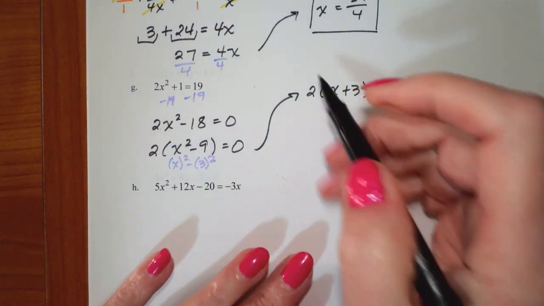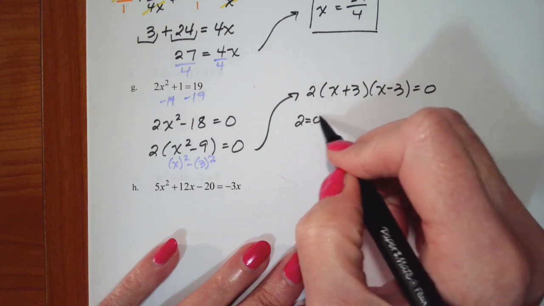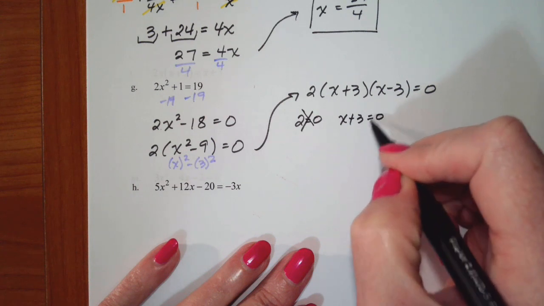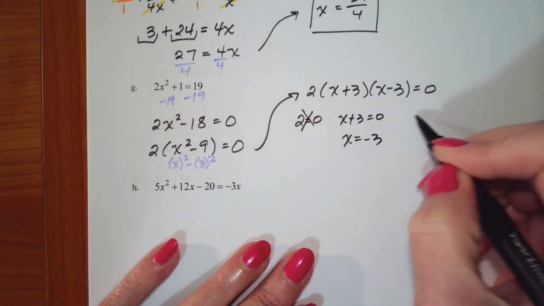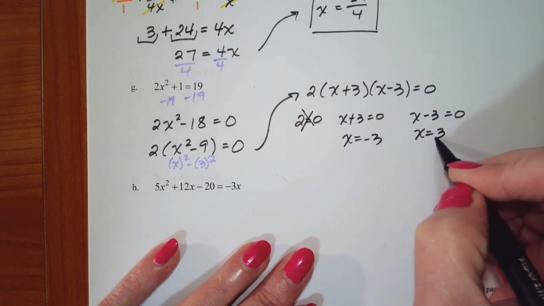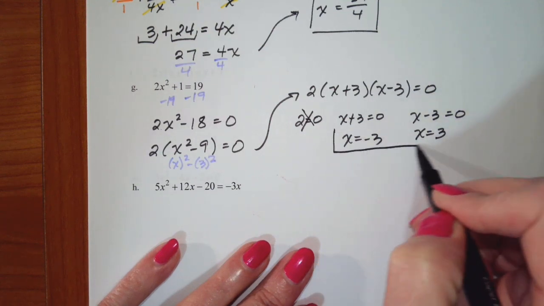So each of these factors has to be equal to 0. With 2 equals 0, that can't happen. x plus 3 equals 0, so x equals negative 3. x minus 3 equals 0, so x equals 3. So there are your solutions.